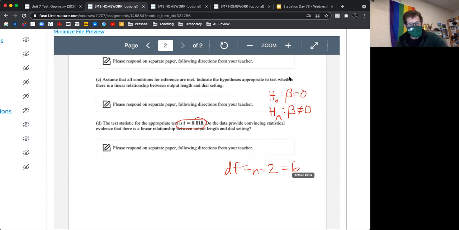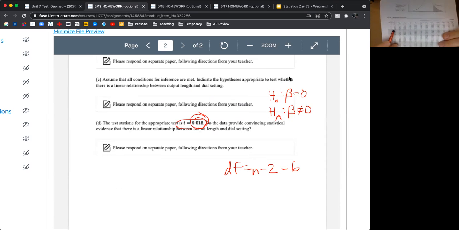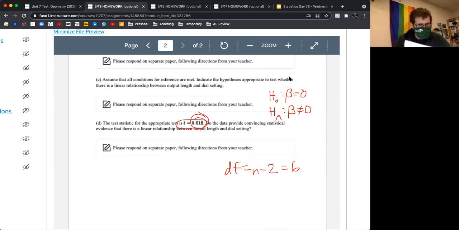And what we want to do is we want to compare this 9.08018 to 6 degrees of freedom and an alpha level of 0.05. So I can just come over here to 6 degrees of freedom, find the 0.05 level, which is the tail probability up at the top. And you're going to see that that is a very significant number. In fact, the p-value here is less than 0.0005. So you can use that in your interpretation.